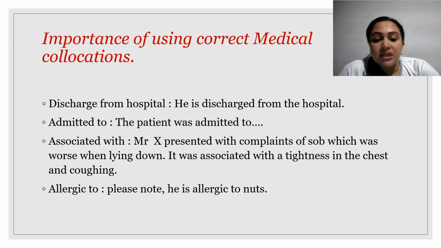Associated with is also a phrase which always goes together. You can see the example: Mr. X presented with the complaints of shortness of breath, which was worse when lying down. It was associated with tightness in the chest and coughing. So this particular thing is associated with some other things. In such cases you can use the collocation associated with. These are only a few examples; there are a lot of other examples. Allergic to: please note he is allergic to egg, nuts, penicillin, something like that.